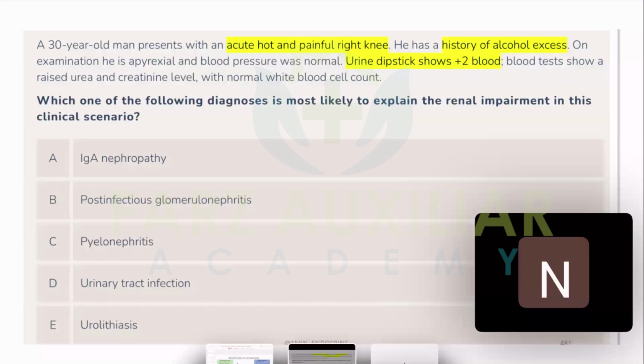Suppose you are not able to do that. So what is the question? Acute hot and painful right knee, history of alcohol excess. So probably pseudogout. On examination, he is apyrexial, blood pressure was normal. Urine dipstick shows 2+ blood. Blood test shows raised urea and creatinine levels. Pseudogout, doctor. What is the most common cause of pseudogout? Tell me. Calcium. Yes. And that is why the answer is urolithiasis. Because the stone is forming.